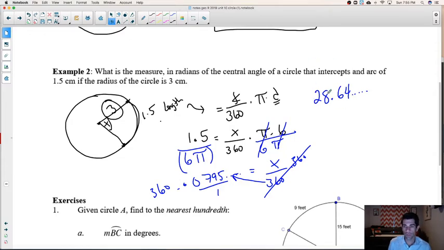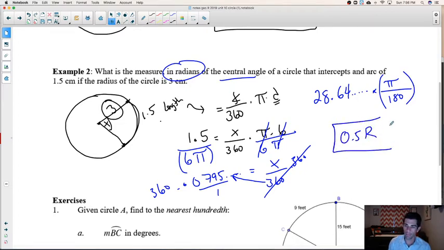Now the question says, find the measure of that central angle in radians, but we found it in degrees. So we are now going to have to convert this into radians. So I'm going to multiply this by pi over 180. Okay, I'm going to multiply that by pi over 180. Now, we got some really ugly numbers in this one. We were throwing in the pi in there, and then all of a sudden, when you multiply this by pi over 180, I just got 0.5.